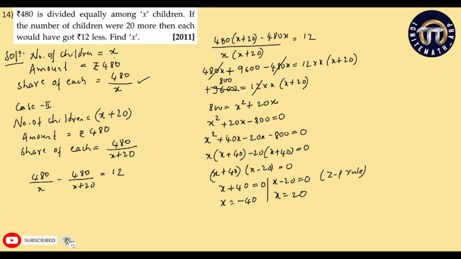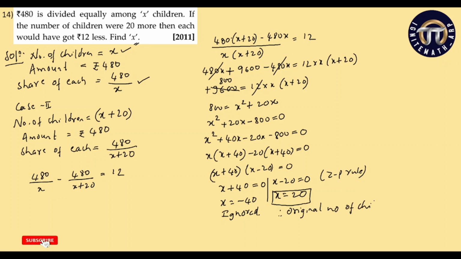What I have taken x as is number of children. Number of children cannot be negative. That's why it is ignored. So you're asked to find out the value of x. So in fact, you can stop writing the final answer over here. You can go one more step ahead and write therefore original number of children is equal to 20. Okay, this can be your final answer.